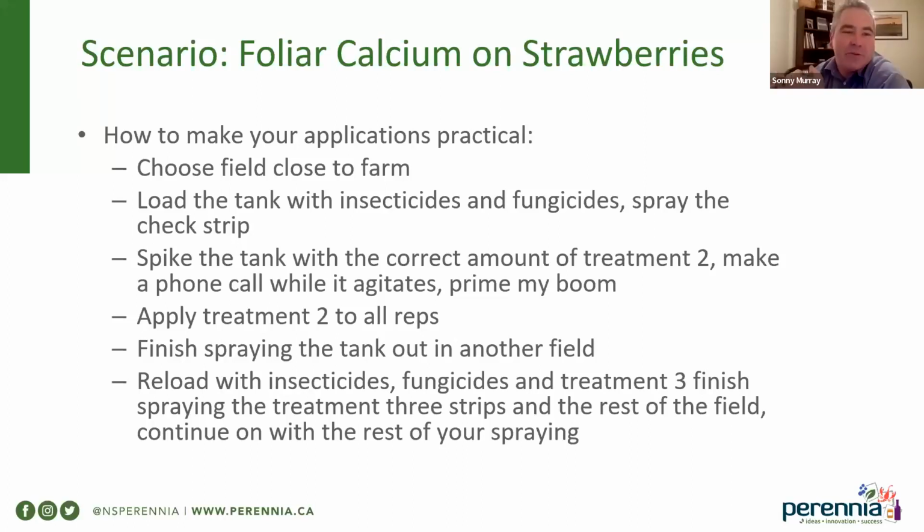When it's time to make your applications, I'm going to load the tank with the insecticides and fungicides that I'm going to be applying anyway. And I'm going to spray my untreated check strip. So this is how I would do this to make it practical and easy to do. So I'm going to spray my check strip first, my untreated check strip. Then at the other end of the field, once I've done my 3 reps, I'm going to spike the tank with the correct amount of treatment number 2 based on the spray volume that I have left in the tank and the number of acres I want to cover. So I'm going to put the chemical into the tank.